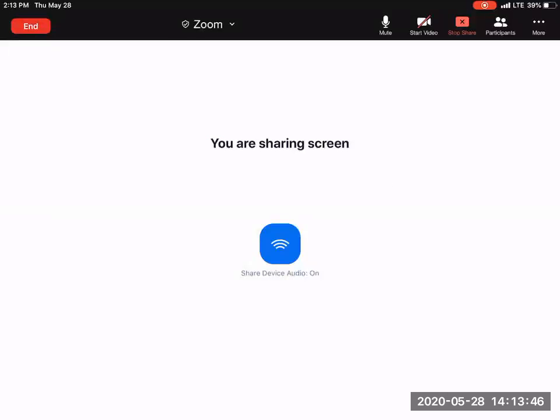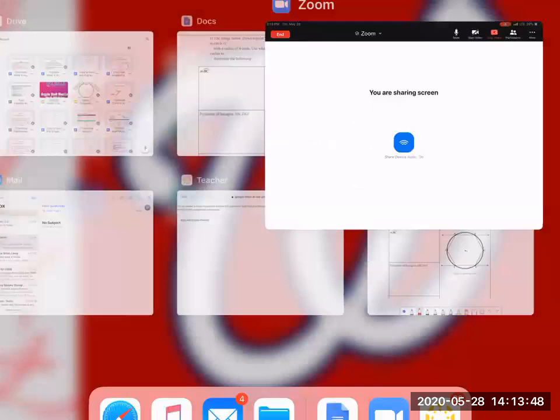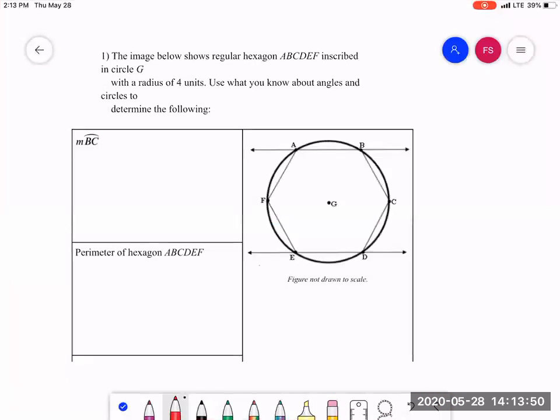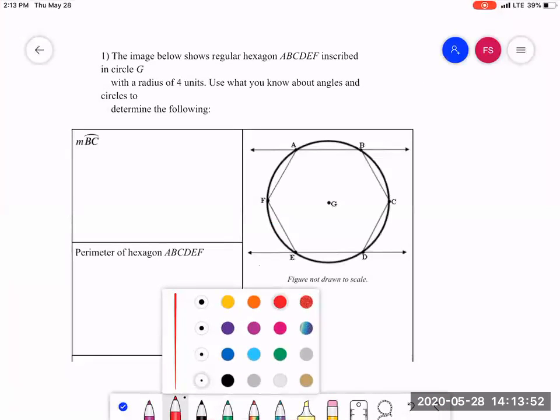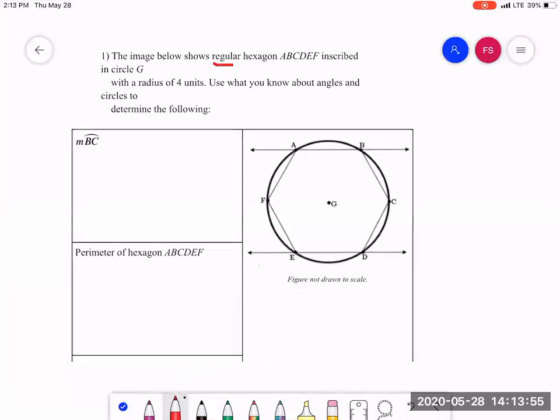In this video, we're going to go over the hexagon problem in the week 6 EXA card for geometry. So here it tells us we have a regular hexagon A, B, C, D, E, F, which means all of these sides are equal in length. They're congruent. And it's centered at point G with a radius of 4 units.